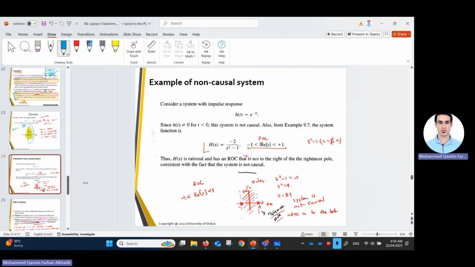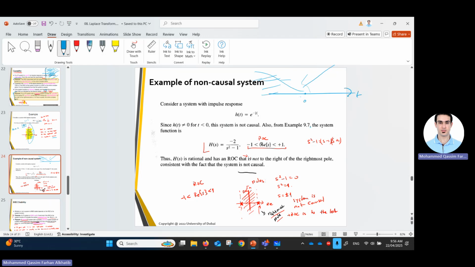Another example here, e to the power minus absolute value of t. And we notice here that there is no step function. So h of t will have, I almost say weird looking, but it will have all values of t. So in this case, we have points in negative time. So in this case, the system will not be causal. Okay, so here, since h of t does not equal 0 for all negative points in time, the system is not causal.